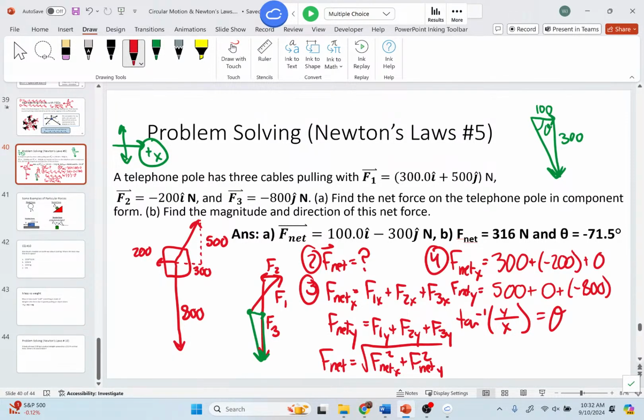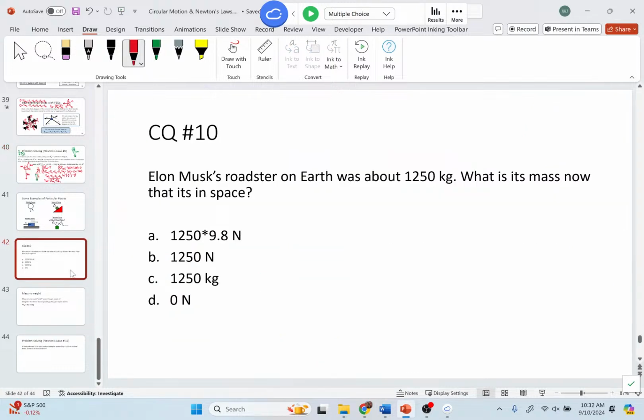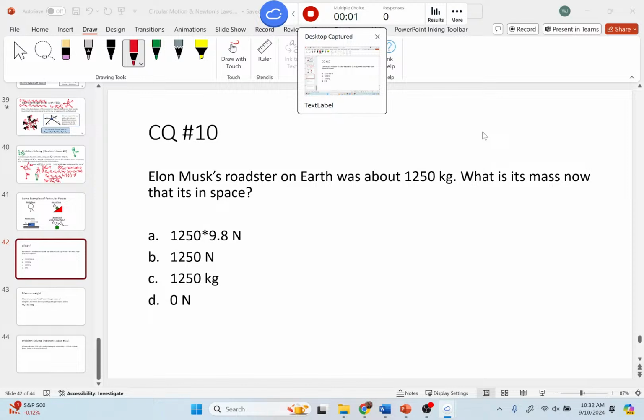Okay, a couple last points and we'll look at the last problem and then that'll kind of be it. Y'all are doing great. All right, so real quick question. I'm going to give you all 30 seconds on this. Elon Musk's Roadster on Earth was about 1,250 kilograms. What is its mass now that it's in space? These are actual numbers. If y'all didn't know, he literally put his car on a rocket and shot it into space. So great, it's in space. What's its mass now? Y'all have till 45 seconds. So 20 more seconds. Go with your gut.